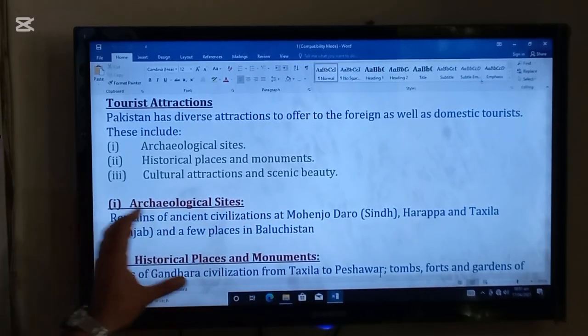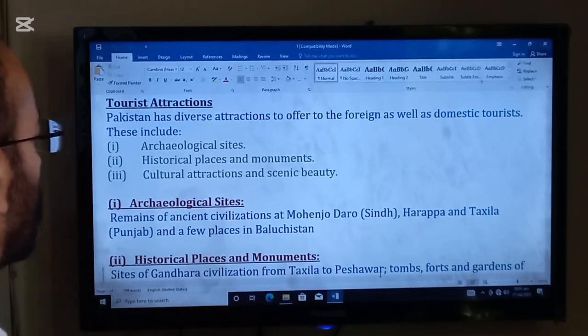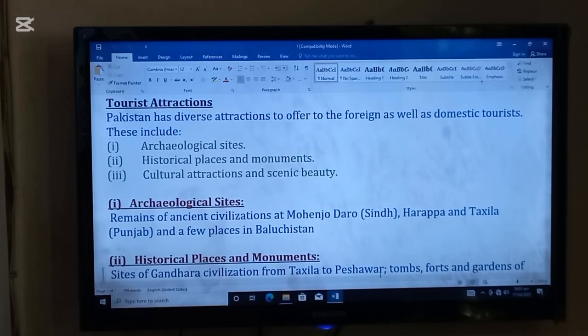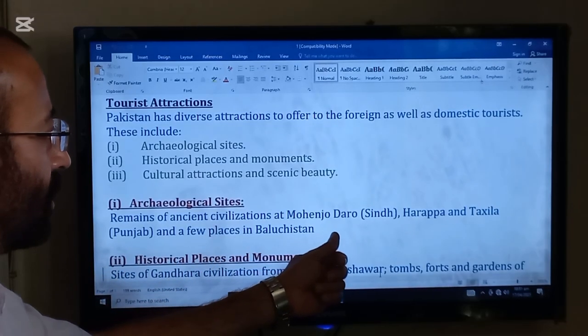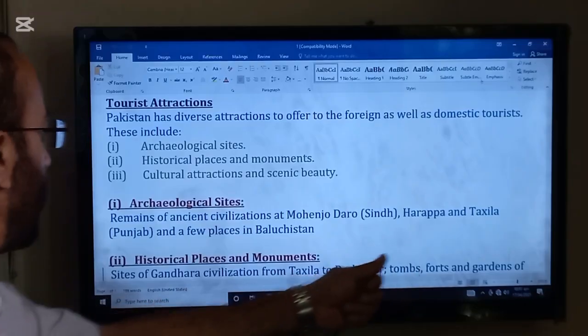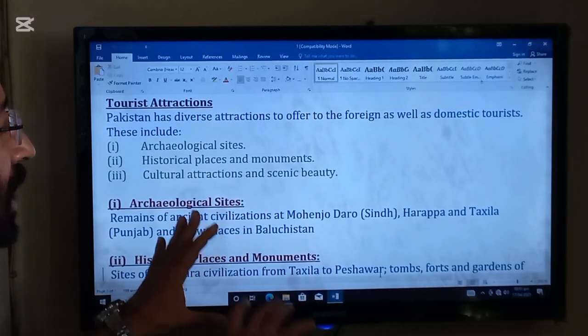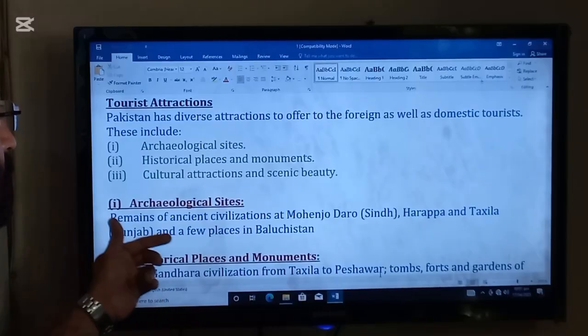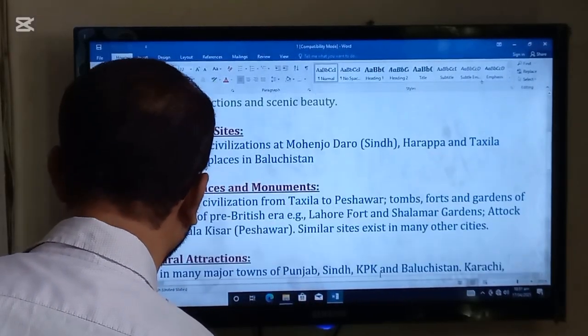So the first point which we are going to discuss is what is available regarding archaeological sites in Pakistan for tourists. The remains of the ancient civilizations at Mohenjo-daro, available in Sindh, Harappa and Taxila, available in Punjab, and a few places in Balochistan are the main archaeological sites available for tourism.